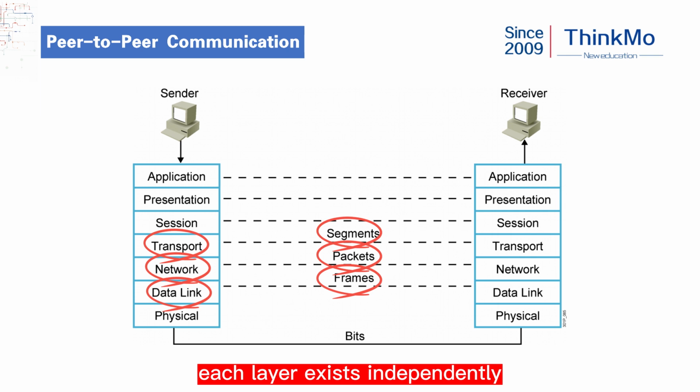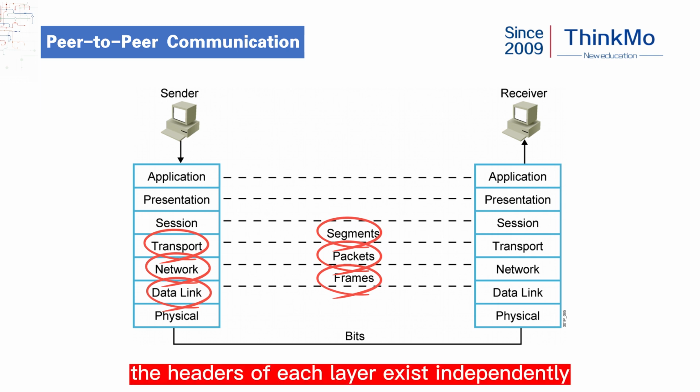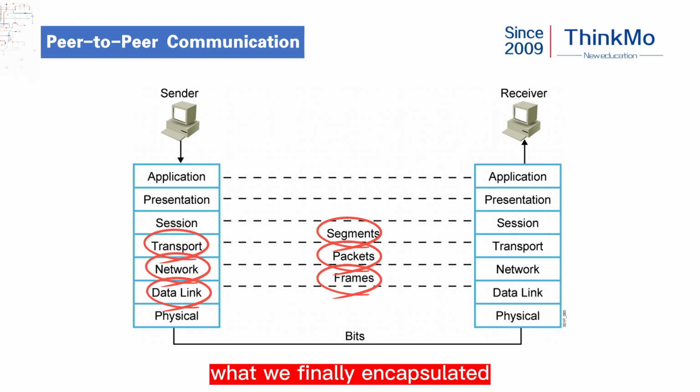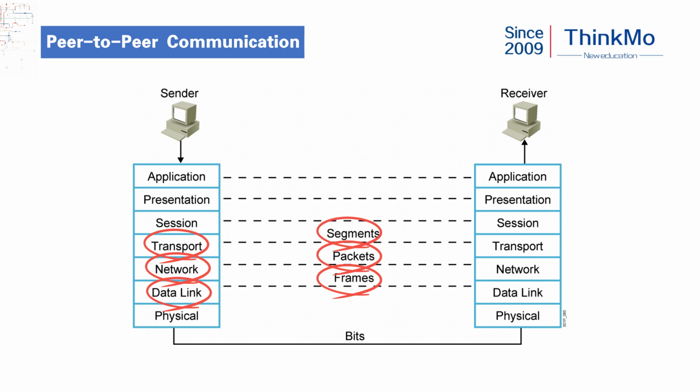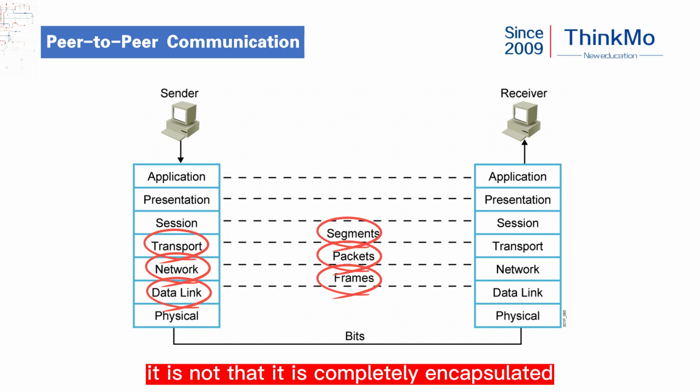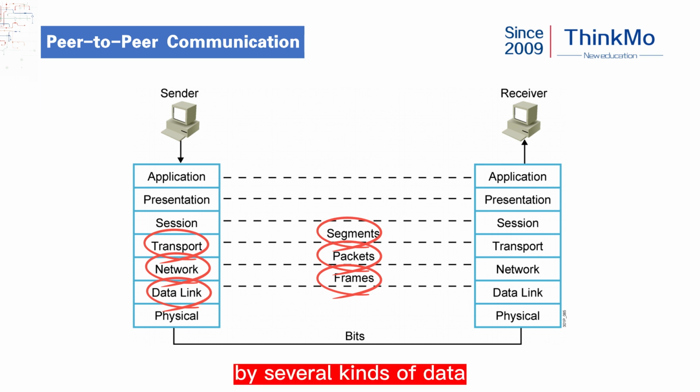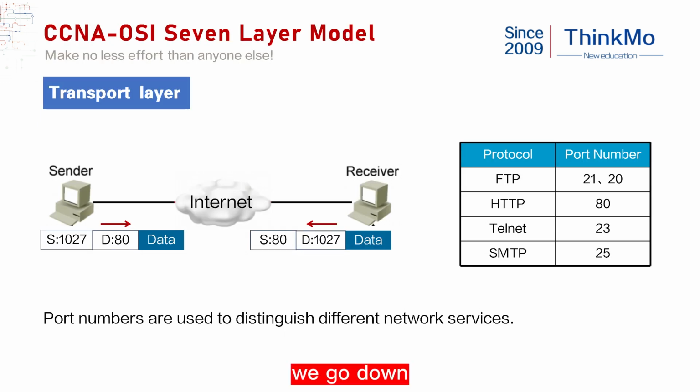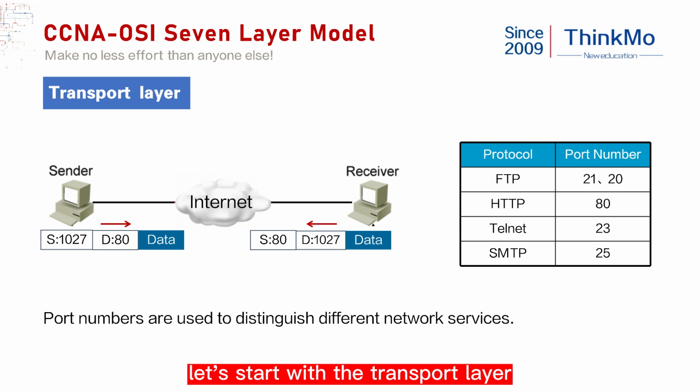Each layer exists independently. The headers of each layer exist independently, but they are ultimately packaged in one piece. What we finally encapsulate is a complete data frame. It is not that it is encapsulated by several separate kinds of data. It is a complete overall data frame, packaged together, with headers added together, but they are really separate. We go down. Let's start with the transport layer.